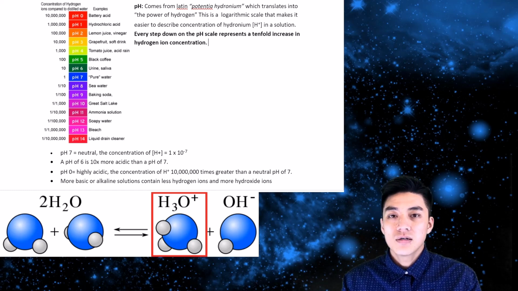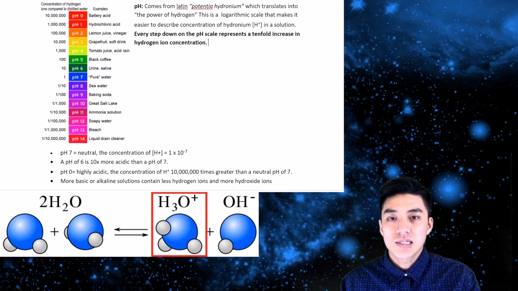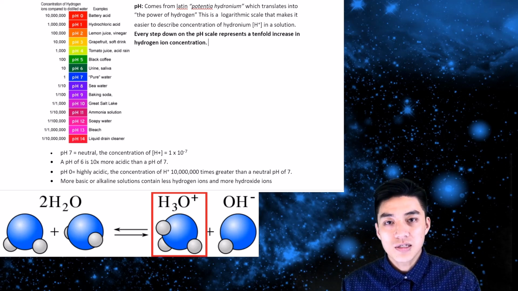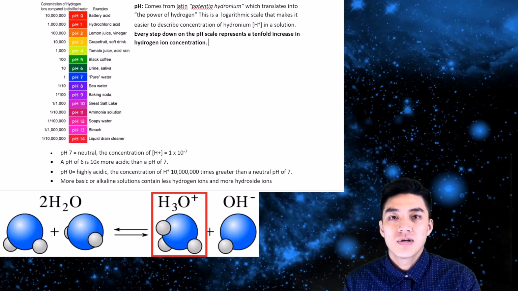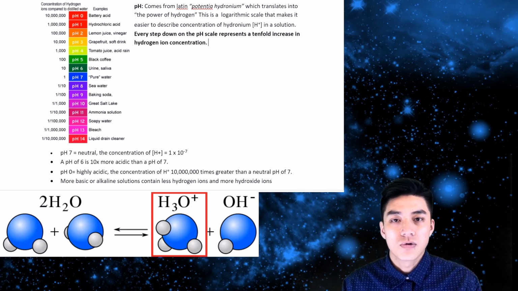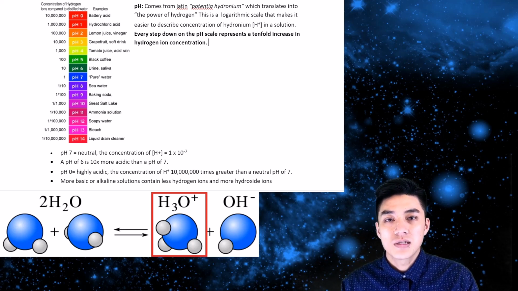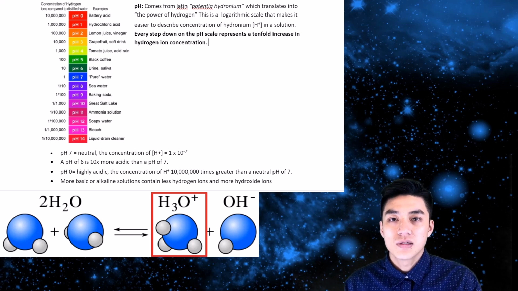The pH scale is logarithmic, which means every step down represents a 10-fold increase in the concentration of hydronium. For example, something with a pH of 6 is 10 times more powerful than something with a pH of 7. Something with a pH of 5 is 100 times more powerful, or more acidic, than something with a pH of 7. And this is also relative.